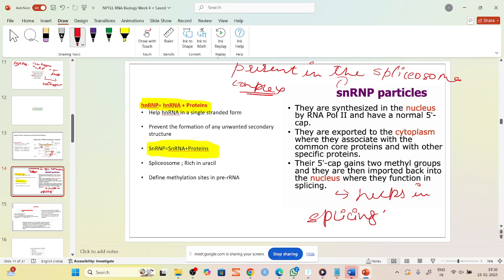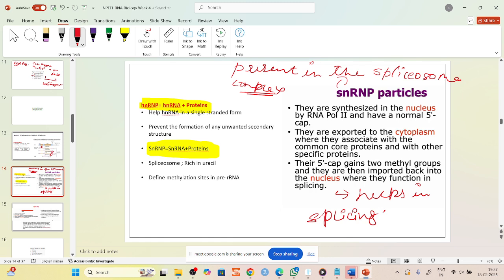So basically, this snRNP is required for the splicing process, but for it to help in the splicing process, it itself has to gain some kind of modification. How does it gain those modifications? By going to the cytoplasm, gaining two methyl groups in the 5' cap, and then going back to the nucleus where it associates with the spliceosome and helps in the splicing process. Okay, this is your snRNP.